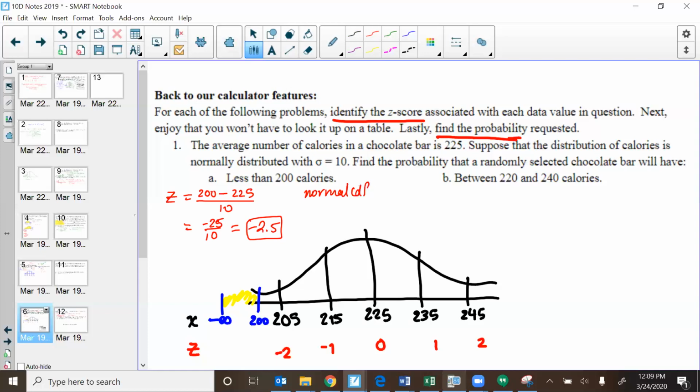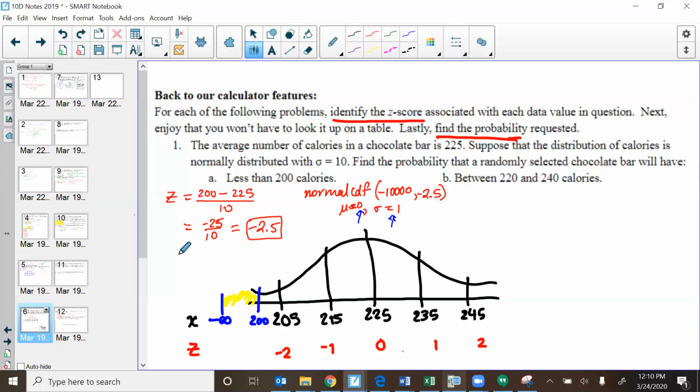normal CDF from negative infinity or something close, like -1 and a bunch of zeros, like -10,000, -100,000, whatever, to -2.5. I can put that in my calculator with a mean of 0 and a standard deviation of 1, because that's using the z-scores. Or I can do this fancy new thing where I don't even care about the z-scores, and I can change the mean and the standard deviation when I do my normal CDF.